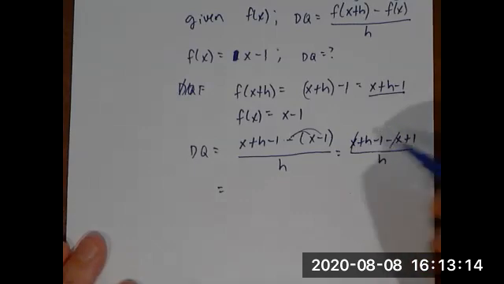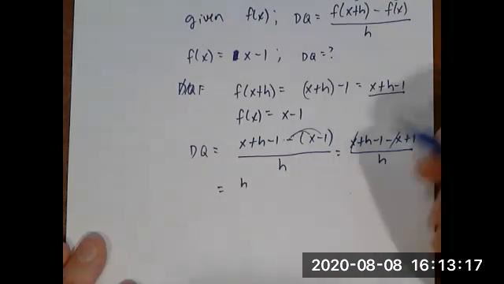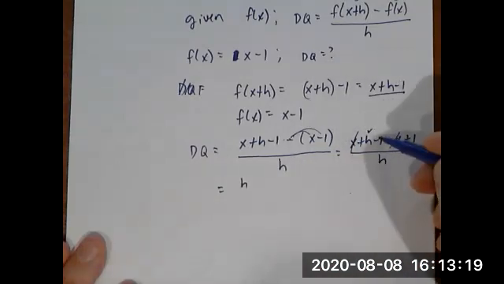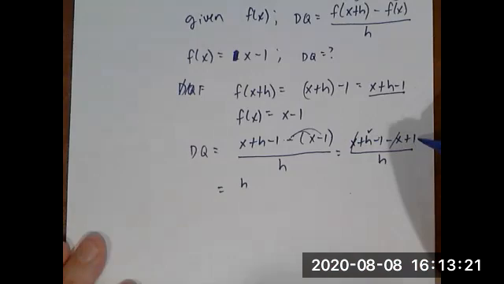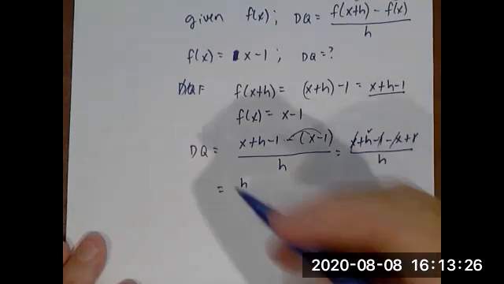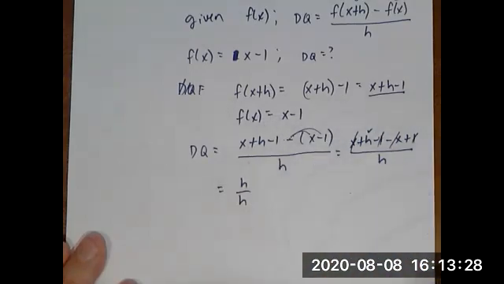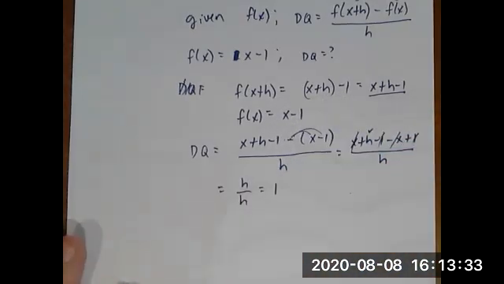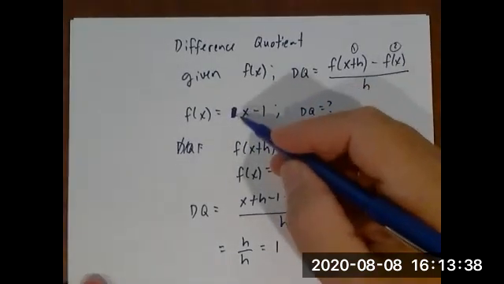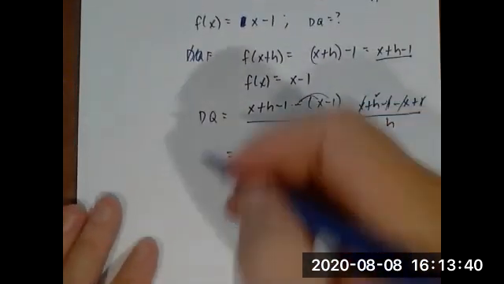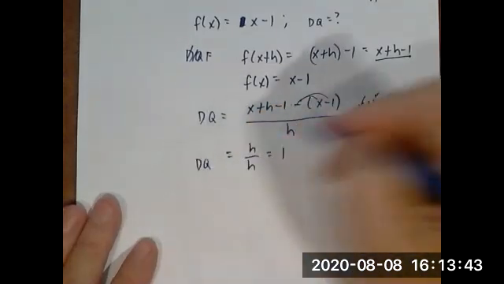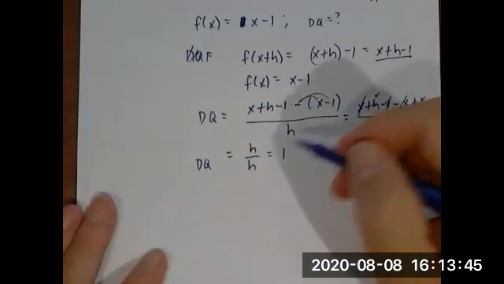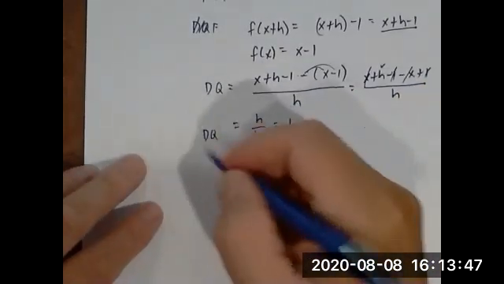I've got an h, and then I've got a minus 1 and a 1. Oh, minus 1 plus 1, those also cancel out. So actually I'm left on the top with just h. On the bottom is h. H over h reduces to 1. So for this function, the difference quotient is equal to 1. Let's do one more that's a little more complicated.